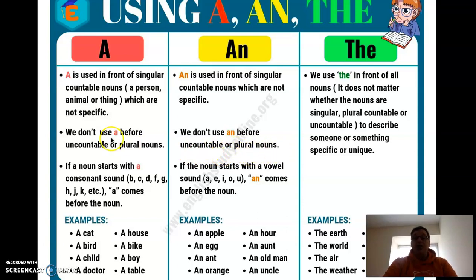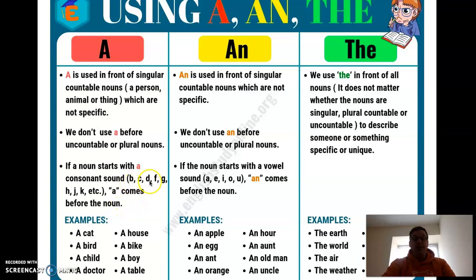So for example, we never have a money or a rice. And we never have a chickens. Also, a and an tell us one. If I tell you I have a chicken, that's the same as saying I have one chicken. Okay? Now the difference between these two, a is used in front of words that begin with a consonant.